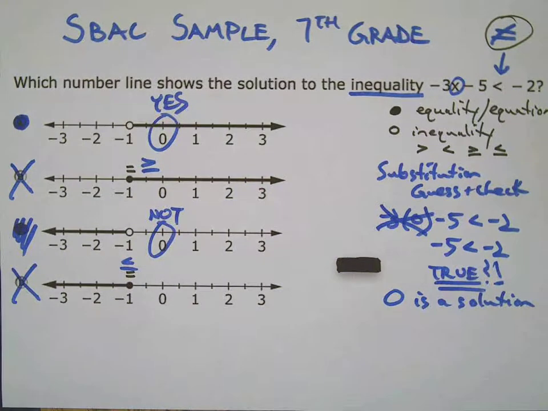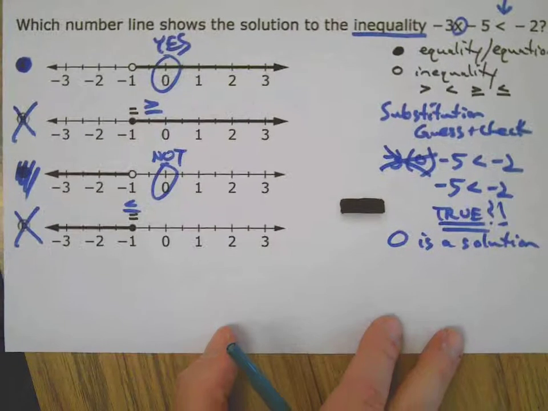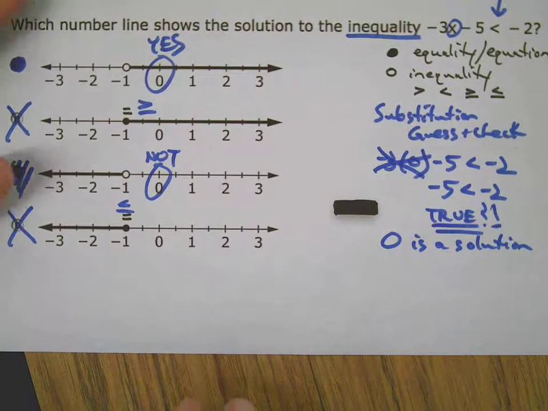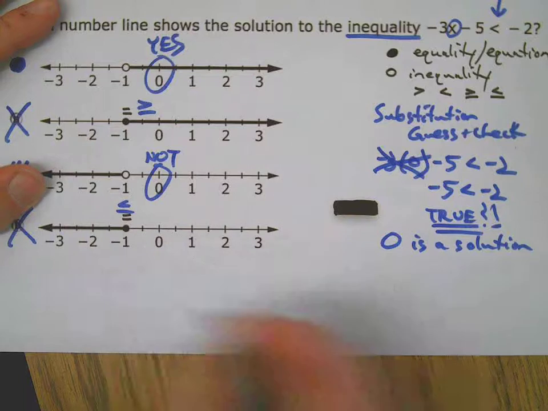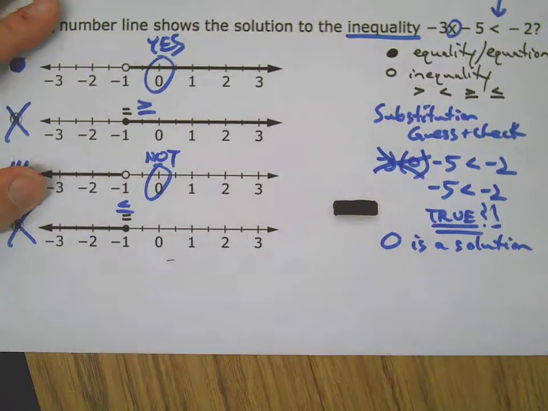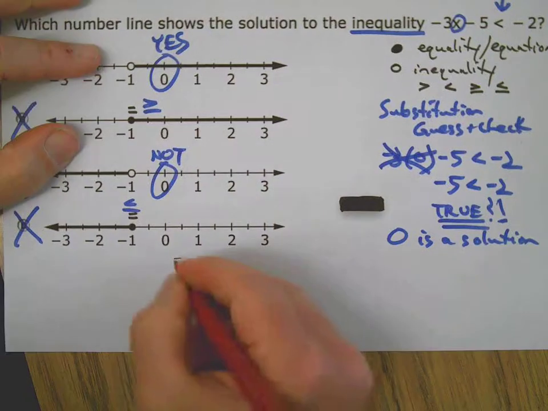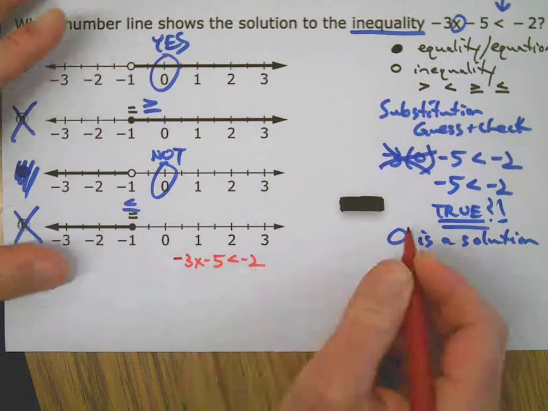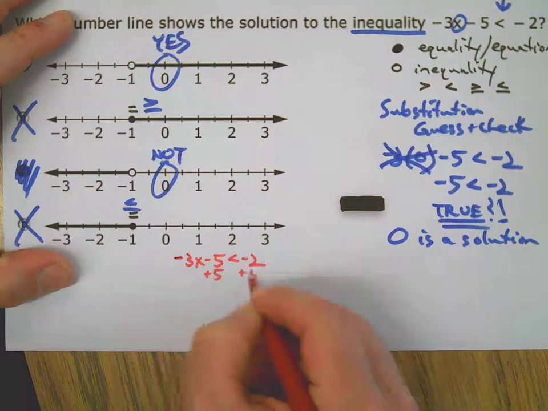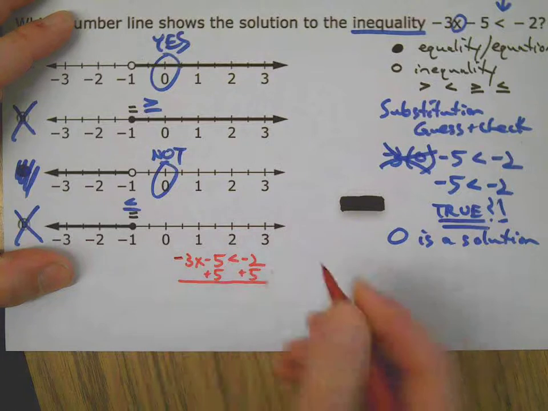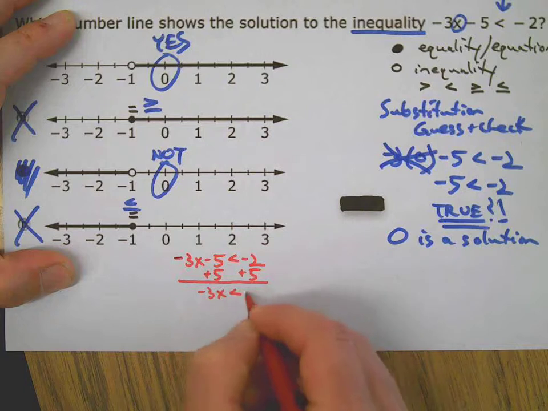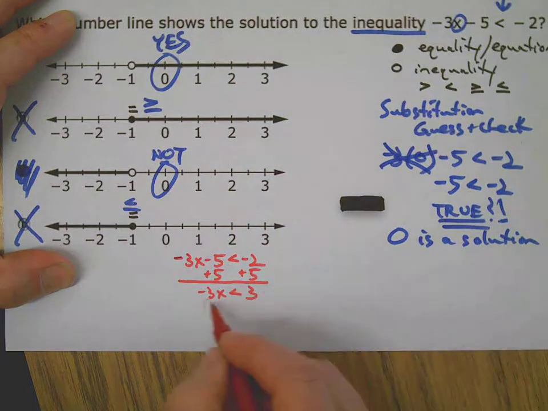All right, now there's another way to solve a problem like this. We can solve it algebraically, okay? And here's what I mean. We're going to get the same answer, A, but if you think in a different way, this might work for you. Okay? We can just do something like this. Let's go to red. Negative 3x minus 5 is less than negative 2. And we just solve it algebraically as if it were an equation, right? Add 5 to both sides gives us negative 3x is less than 3.